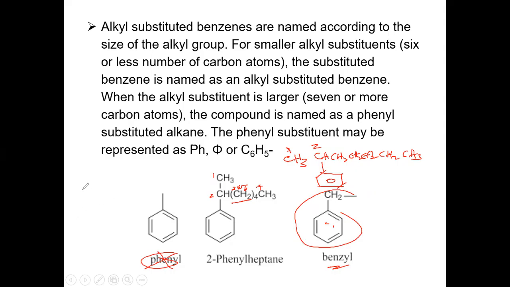So if you are supposed to draw bromobenzene, this is benzene with bromine. But if you are supposed to draw benzyl chloride, that means you have to get the whole benzyl group and then add the Cl to get your benzyl chloride. That is benzyl bromide: the benzene ring, CH2, and then Br. Very simple. Okay.